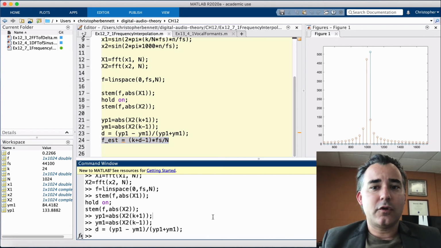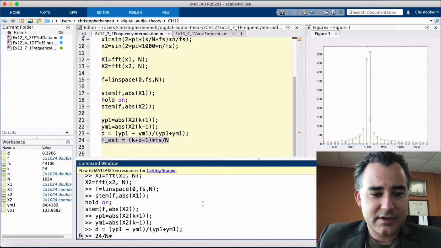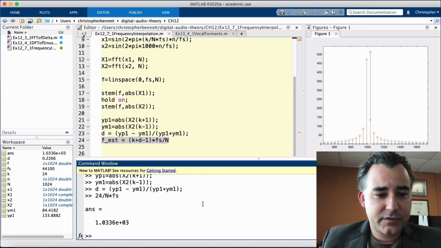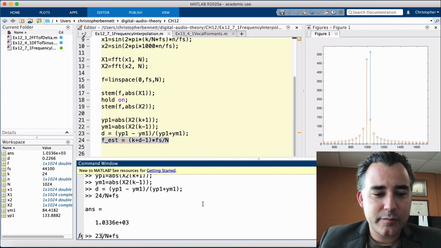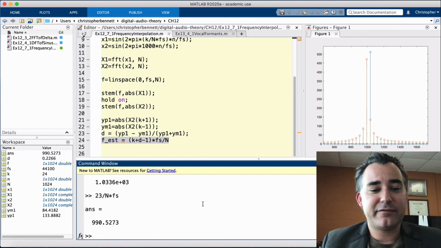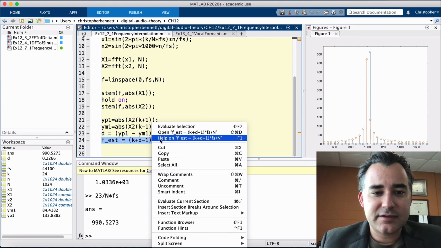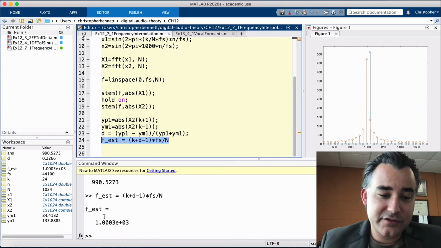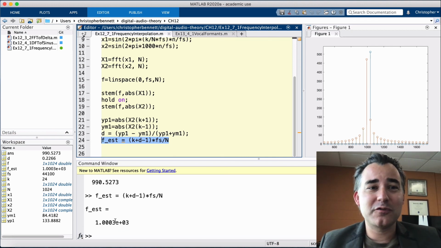So remember, the frequency bins themselves fall on, let's see, what did we say? This was on the 24 over N times fs, 1,033.6 hertz, and the next lower bin is 990.5 hertz. So neither of these are capturing our 1k. But using our frequency estimation, we can actually see 1,000.3 hertz, only 0.3 hertz off from the true frequency.